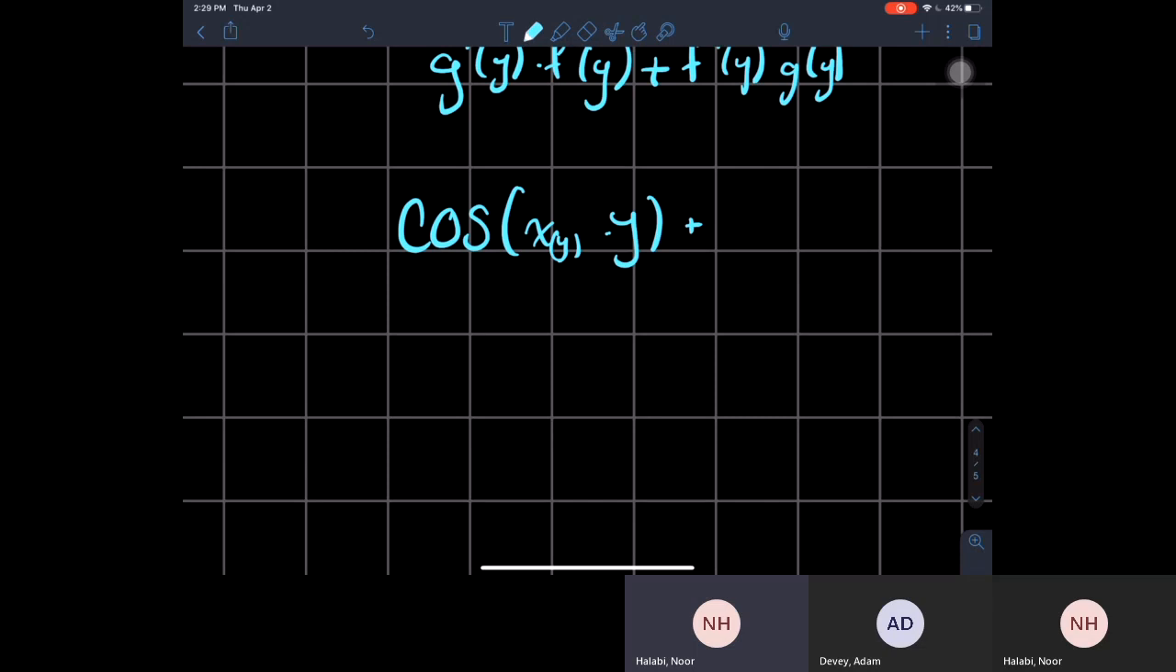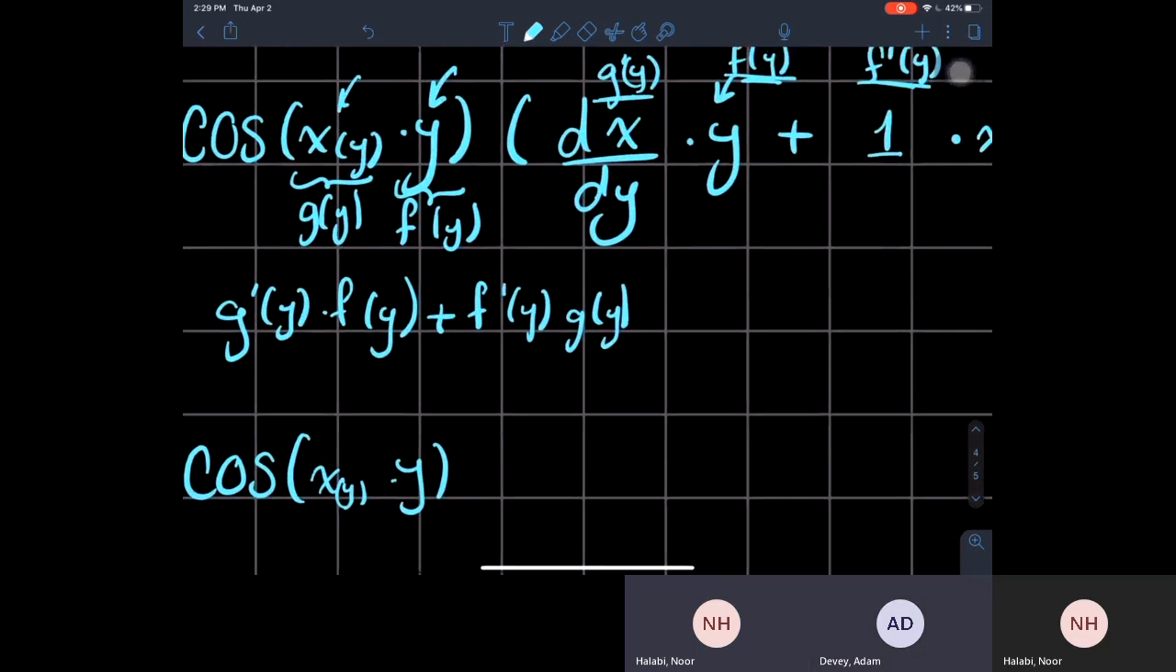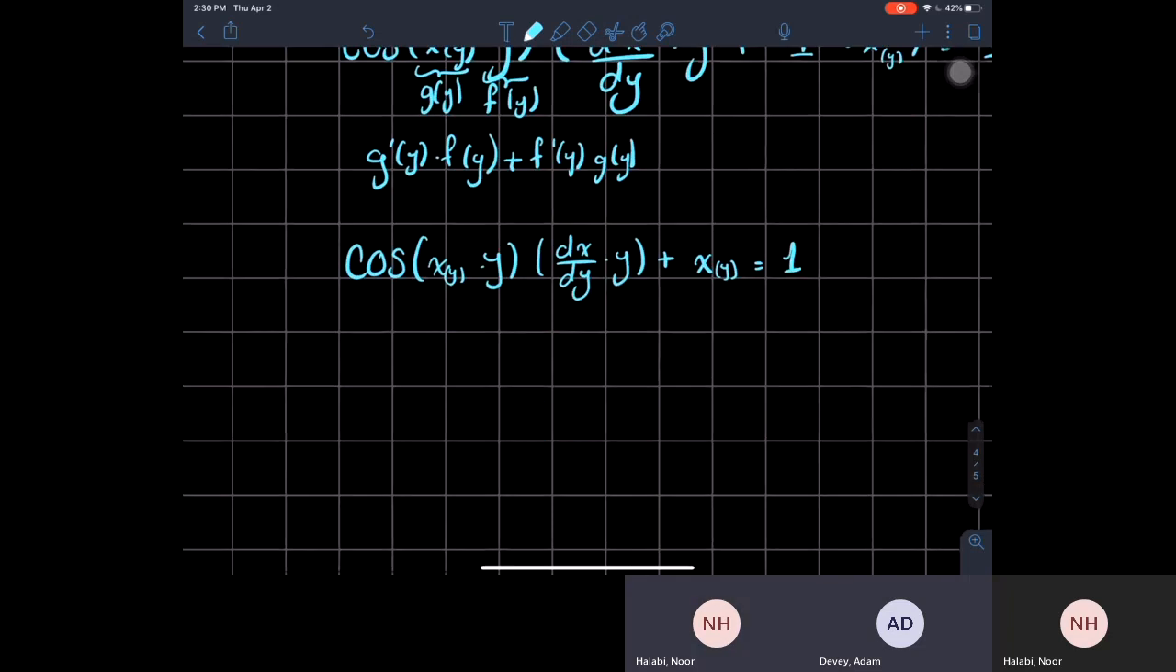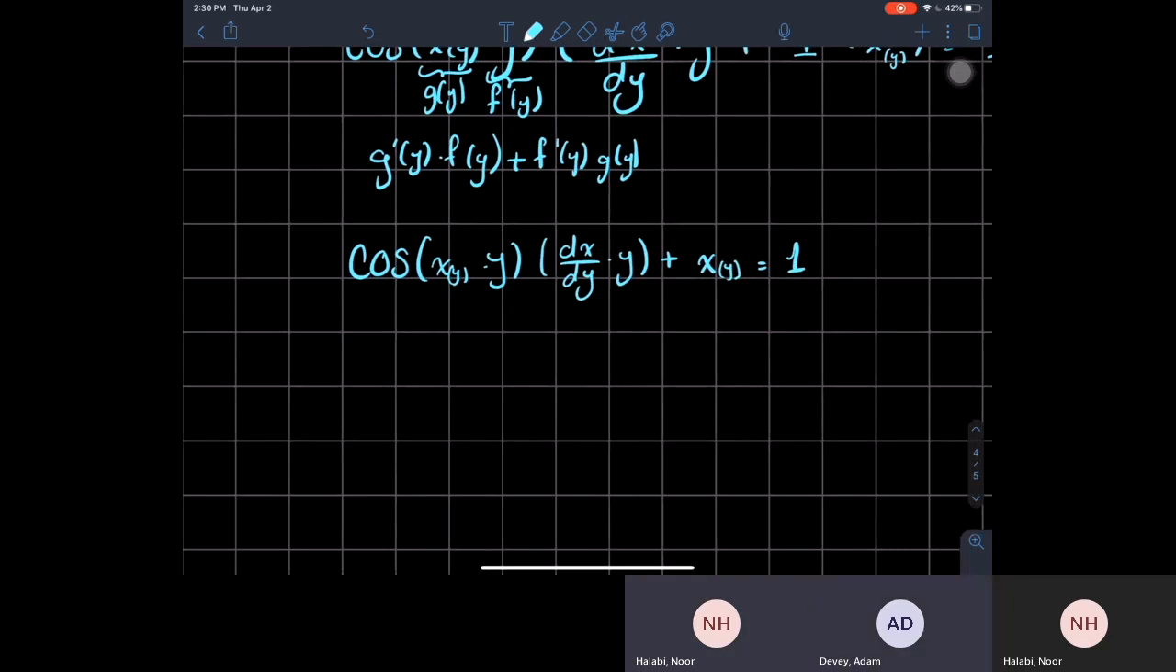Okay. So, oh, not plus, sorry. Times dx over dy times y plus xy equals 1. Okay, well, let's multiply this cosine to this term and to that term, right?